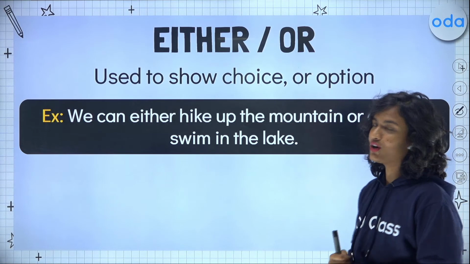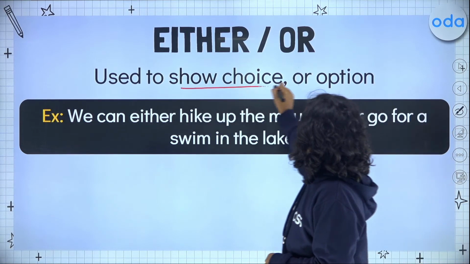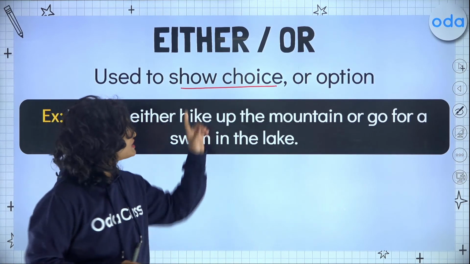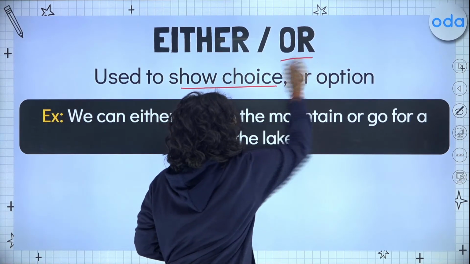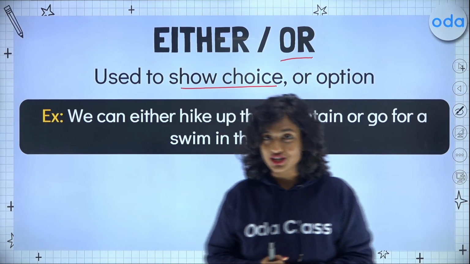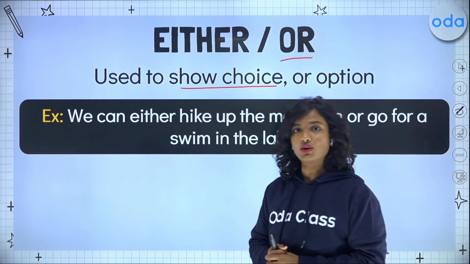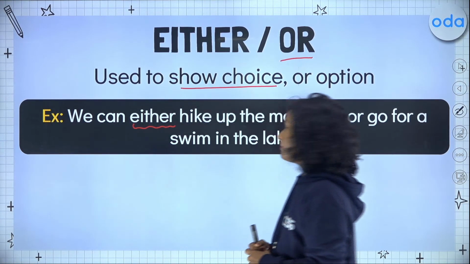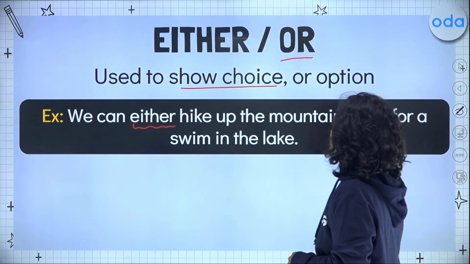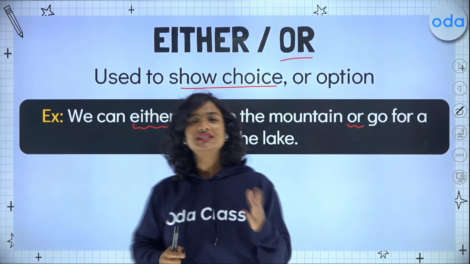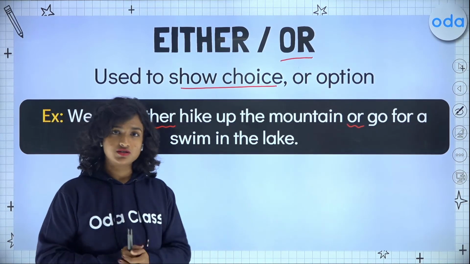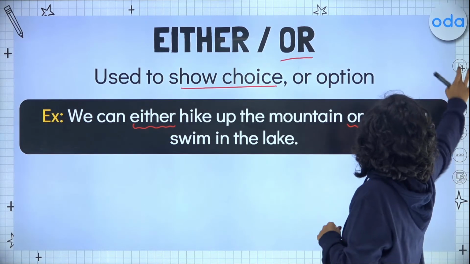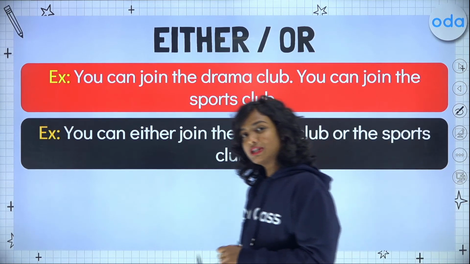Starting off with either or, as you might have guessed, these are used to show a choice or an option. Same as when we just used or in our last video in coordinating conjunctions, we can also use either or. For example, we can either hike up the mountain or go for a swim in the lake. So it's clear here that the either or conjunction is being used to show a choice or an option. Let's take one more example.